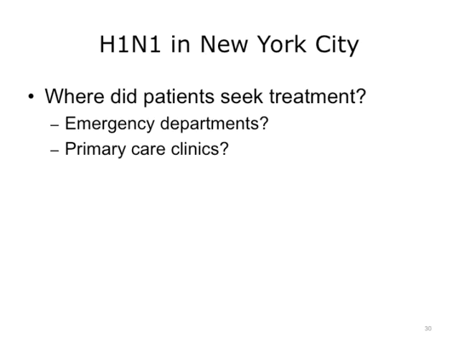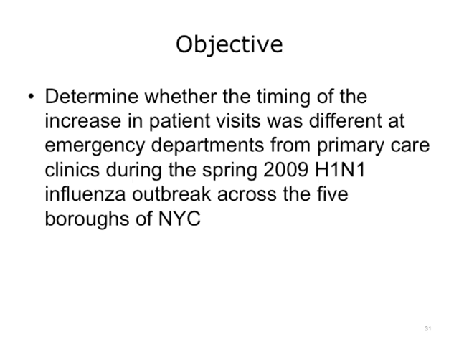Retrospectively, a research project was conducted to compare the existing emergency department syndromic surveillance system with the newer primary care electronic health record syndromic surveillance system. The main objective was to determine where patients sought treatment during H1N1, emergency departments or primary care clinics. Specifically, to determine whether the timing of the increase in patient visits was different at emergency departments from primary care clinics during the spring 2009 H1N1 influenza outbreak across the 5 boroughs of New York City.